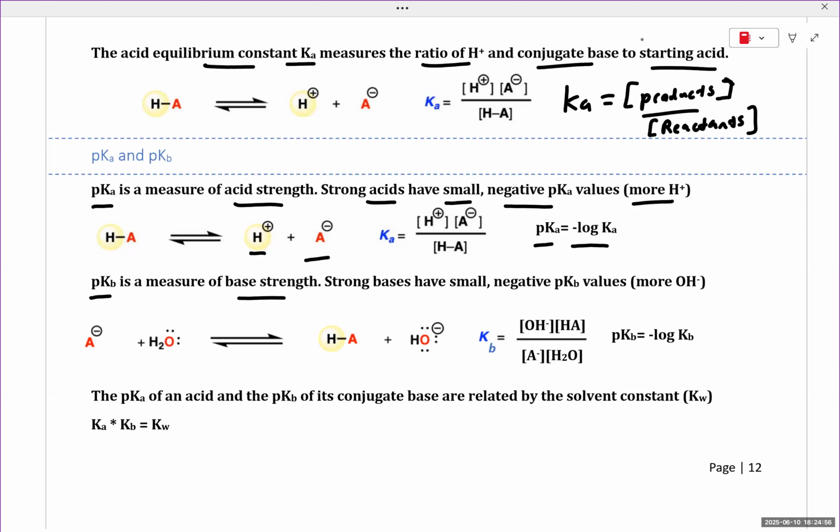pKb is a measure of base strength. Strong bases have small negative pKb values, implying there's more hydroxide in solution. So for example, if we have a base, it can react with water to generate the conjugate acid, as well as hydroxide.